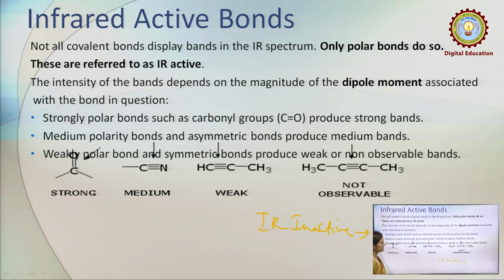Strongly polar bonds such as carbonyl groups produce strong bands. Medium polarity and asymmetric bonds produce medium bands, while weakly polar and symmetric bonds produce weak or non-observable bands. These are the strong carbonyl, these are the medium and these are the weak, and in these compounds the IR absorption is not observable.